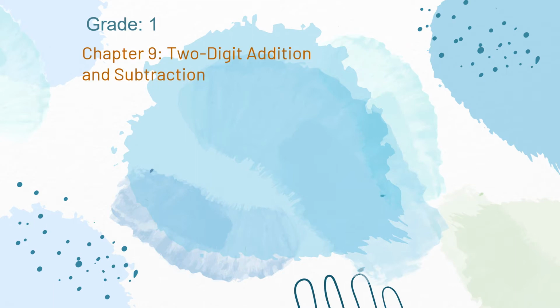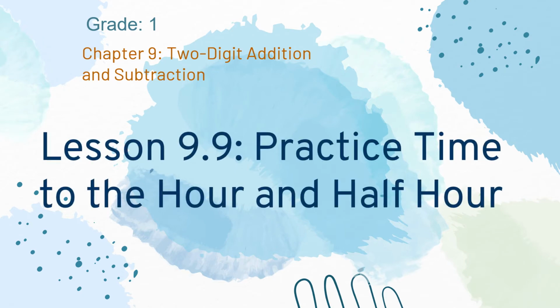We are doing chapter 9, which is two-digit addition and subtraction. We are starting lesson 9.9, which is about practice time to the hour and half hour. The pages that we will cover today start from page 561 till page 565.